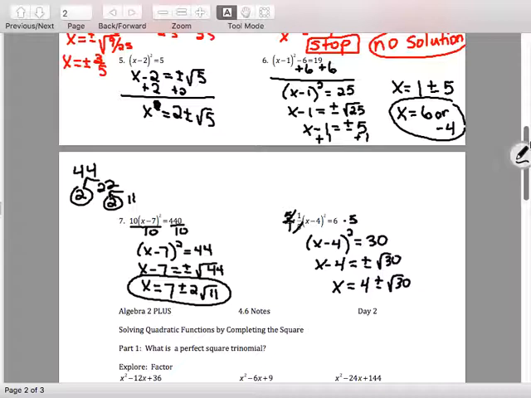Before you circle or box it, stop and think. Can my radical be simplified? No. Can I combine those? No, they're not like terms.